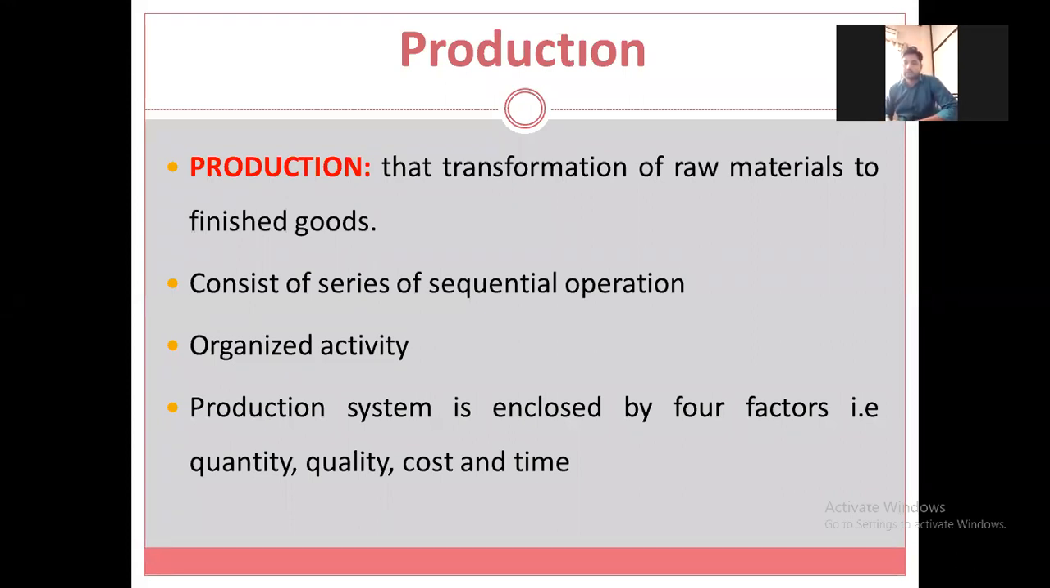Then the next point, production system. Production system is enclosed by 4 factors, that is quantity, quality, cost, and time.